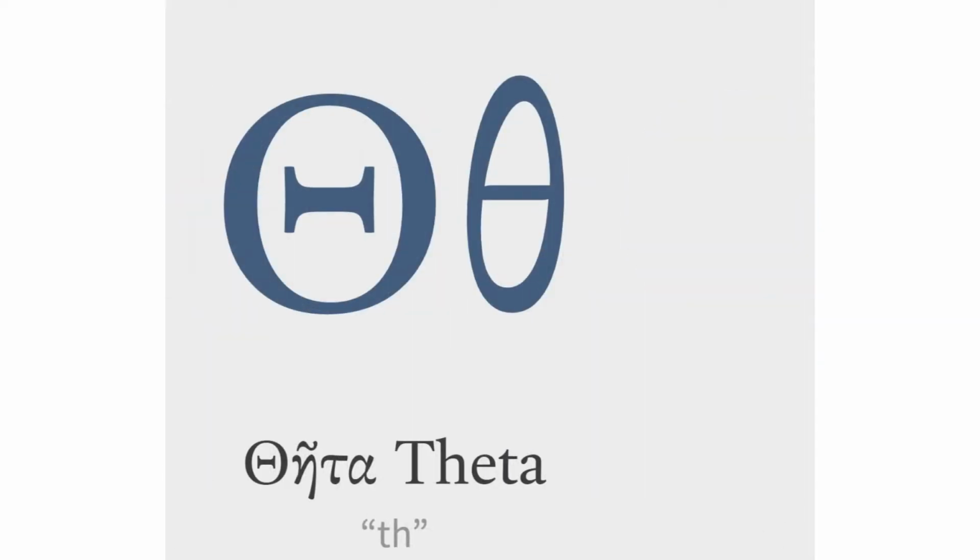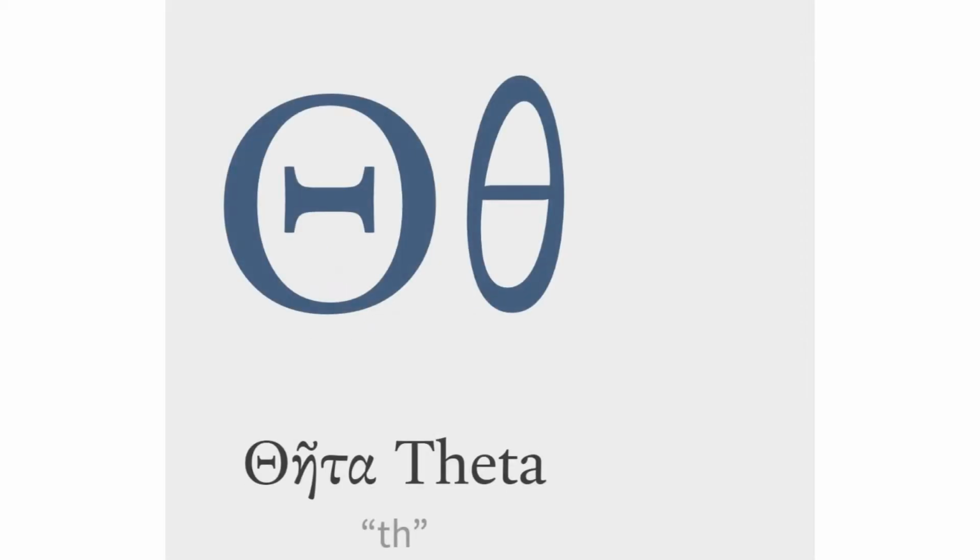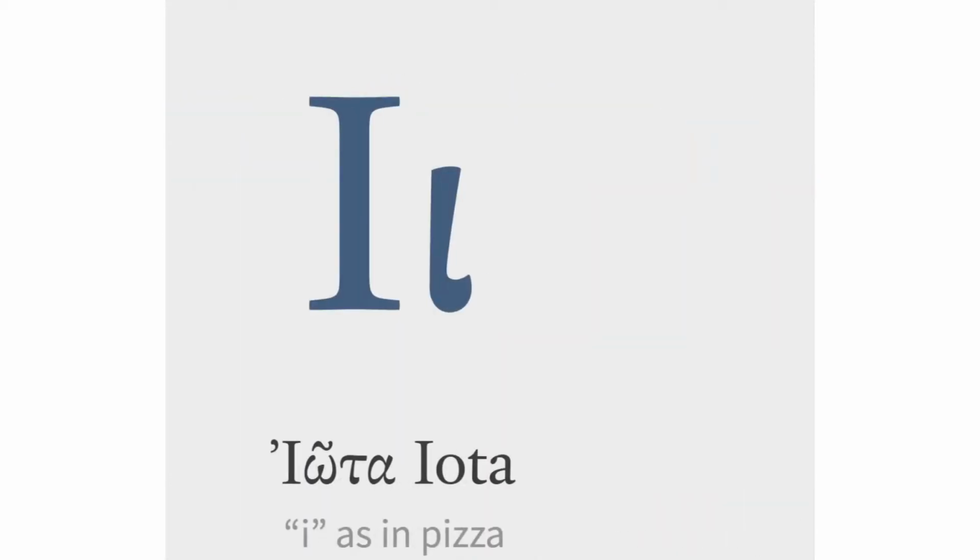And the next one is theta. You've probably seen this somewhere. It's like an O with a line across it. Theta. This is how you write it. And when it's printed, it looks like this. Alpha, beta, gamma, delta, epsilon, zeta, eta, theta. And next is the I sound, but in Greek, it's iota.